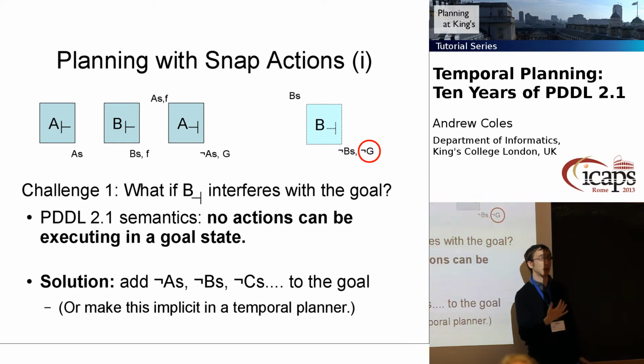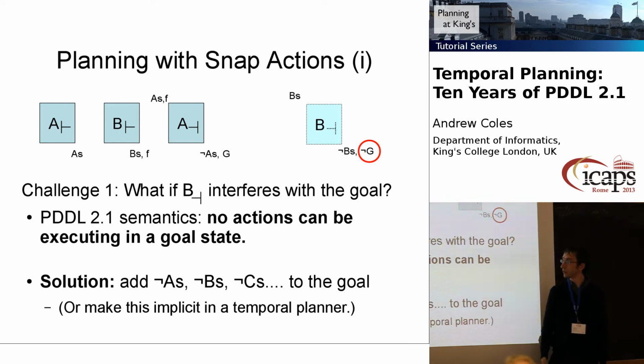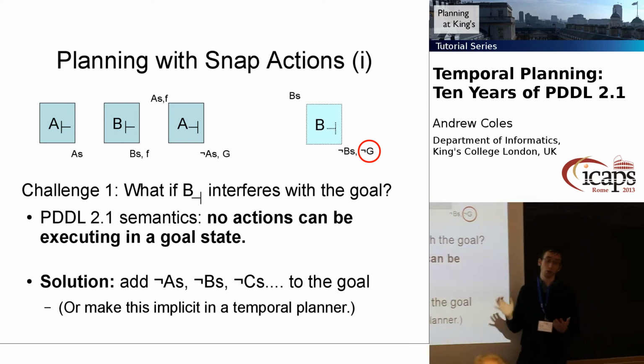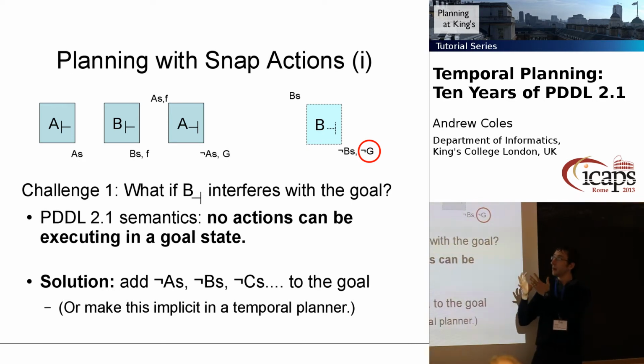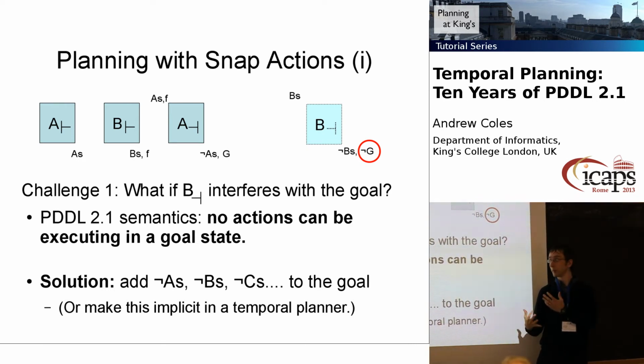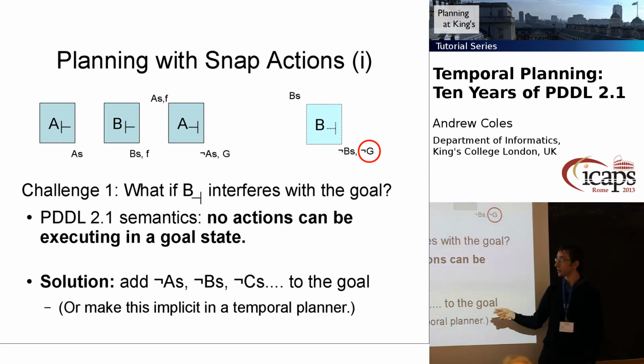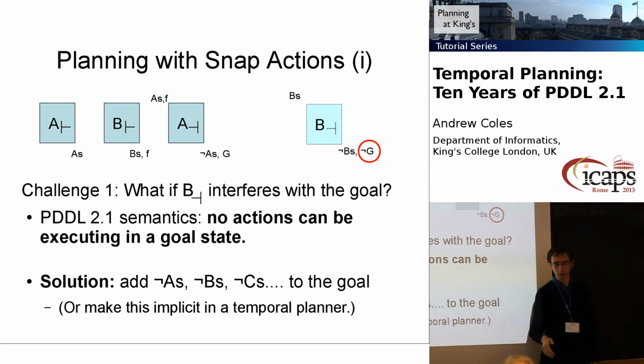If you're implementing a temporal planner, you can make this sort of thing implicit. You just say a goal state is a state which satisfies the goal formula and which has no executing actions. So you can build that into the planner, but there's not really an extra piece of complexity.